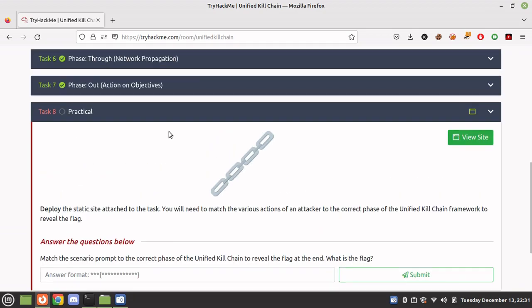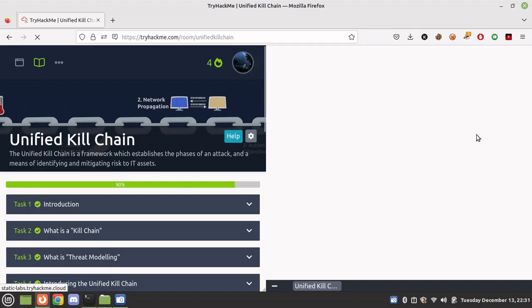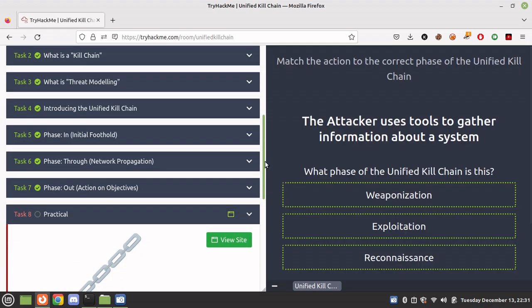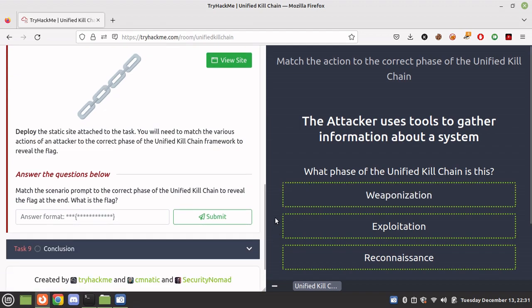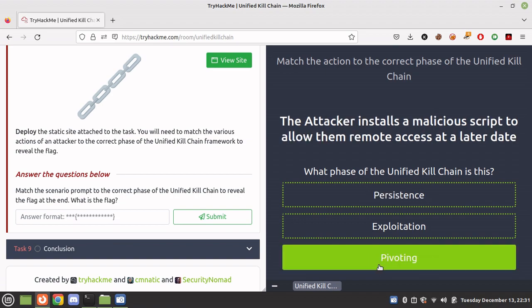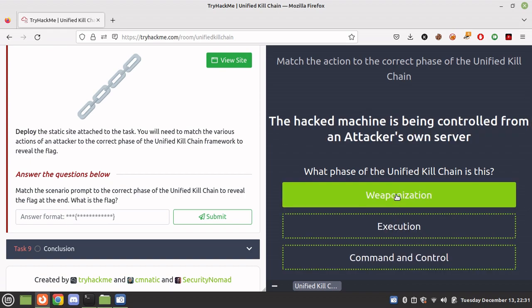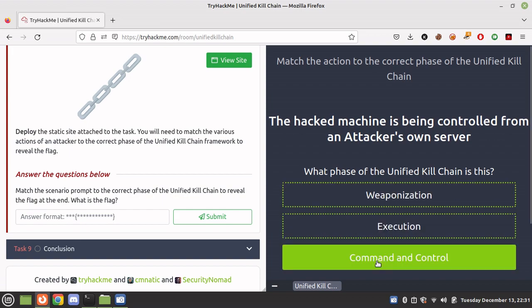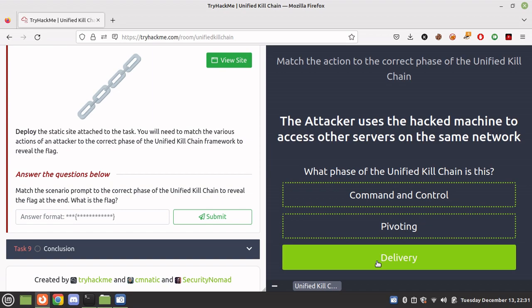And now we have the practical. Basically, we have to show that we know what the Unified Kill Chain is. So the attacker uses a tool to gather information about a system. It's reconnaissance, of course. The attacker installed a malicious script to allow them remote access at a later date. It's persistence. The hacked machine is being controlled from an attacker's server. That is command and control. The attacker uses the hacked machine to access other servers on the same network.